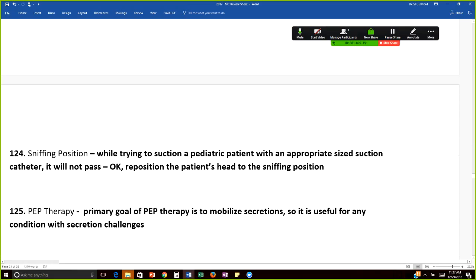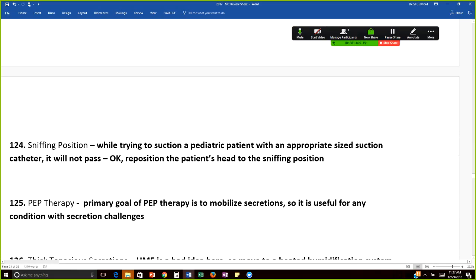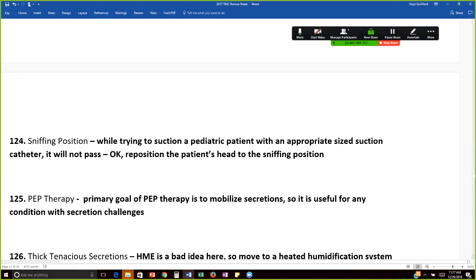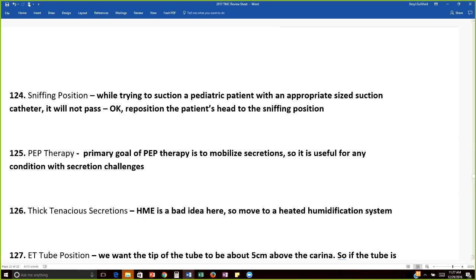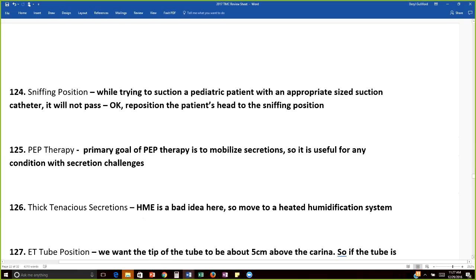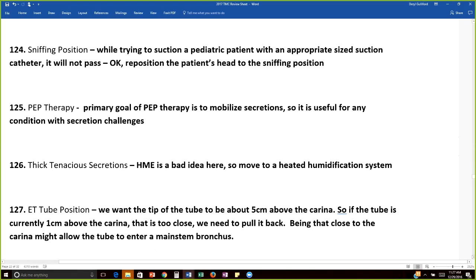Sniffing position. If you cannot get a suction catheter to pass for nasotracheal suctioning, reposition the patient's head to sniffing position, and you very likely will get it to go. PEP therapy, the goal is to mobilize secretions, useful for any condition like cystic fibrosis maybe, or pneumonia, COPD sometimes, where the goal is to move secretions. Thick, tenacious secretions, HMEs, they're very handy, but they're a bad idea. We want a heated humidification system if we have thick, tenacious secretions.